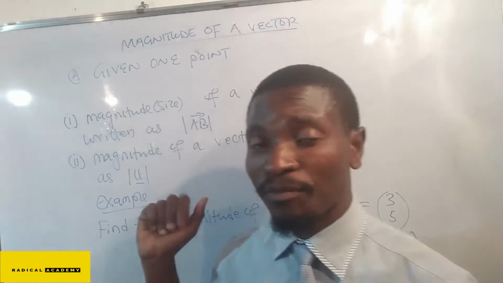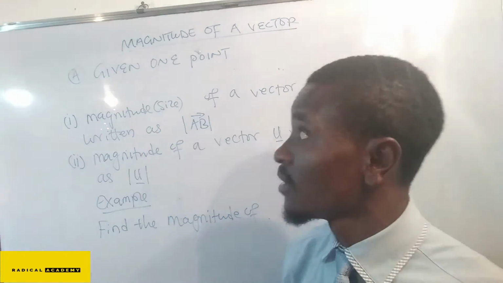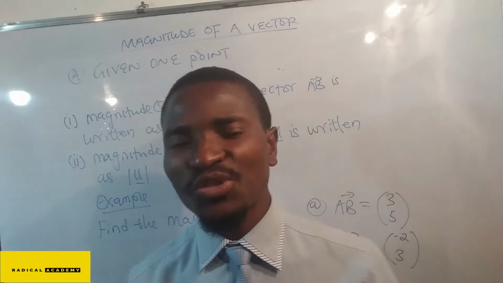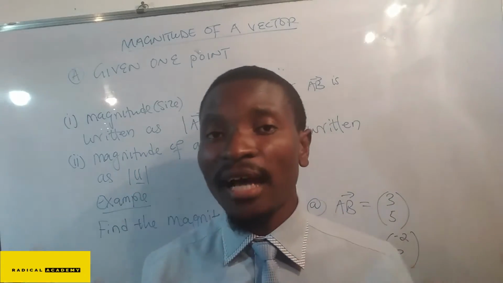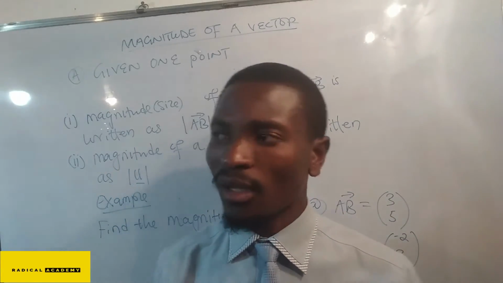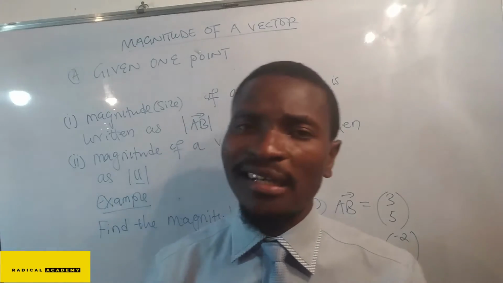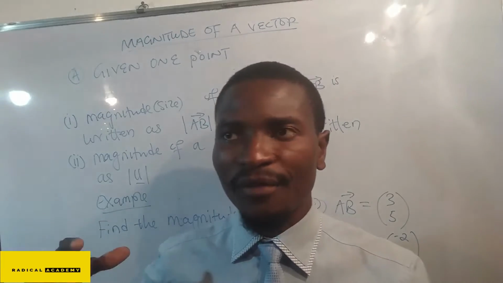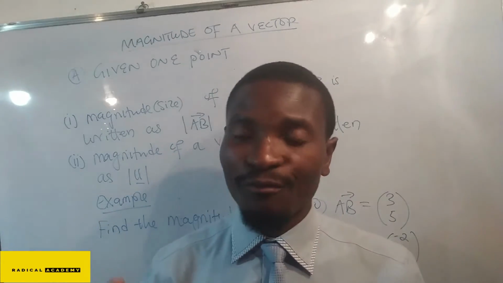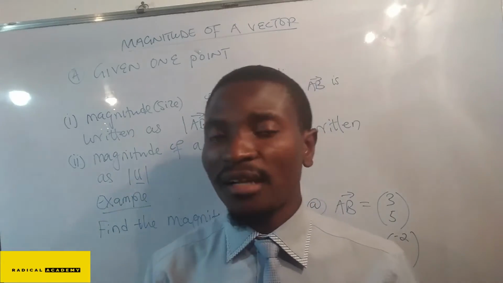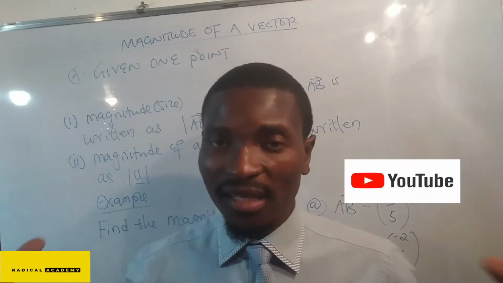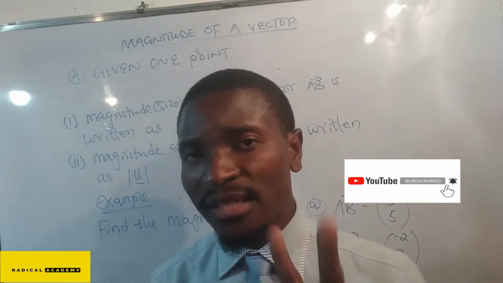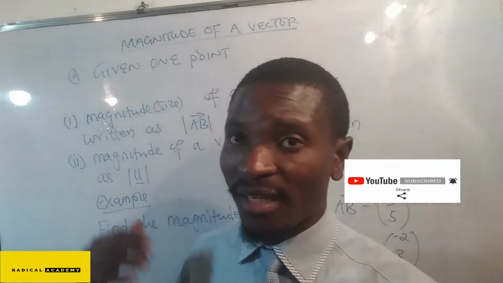In this second part of our topic, we'll look at the magnitude. What is the magnitude? A magnitude is simply the size of the vector. This vector can be a force, a displacement, an acceleration, or a velocity, which have both direction as well as size, how big that thing is. Now we'll look at two parts under the magnitude of a vector.